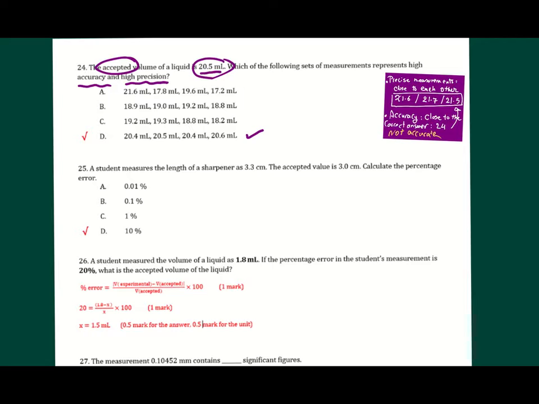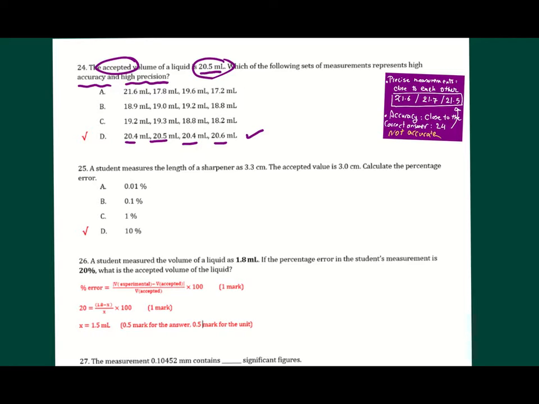Also he's asking, which one of them represents a high precision? This means that the answers should be very close to one another. Yes, 20.4, 20.5, 20.4, 20.6, they are all very close. So this answer is the correct one, high precision and high accuracy.